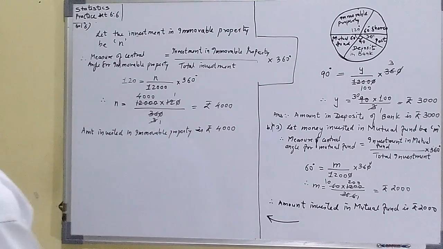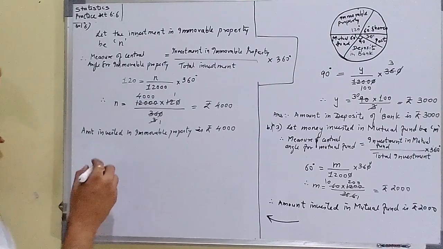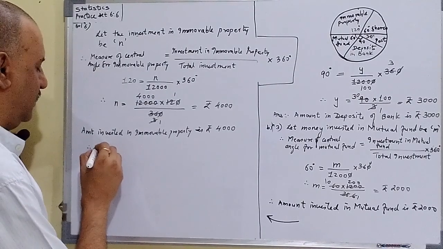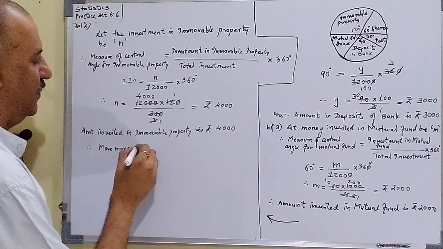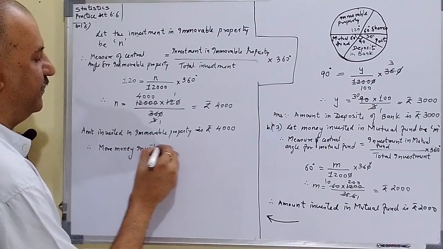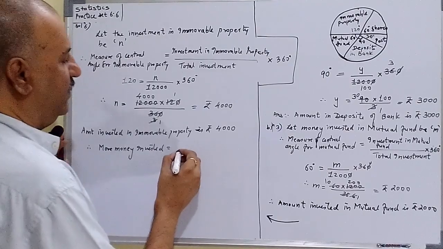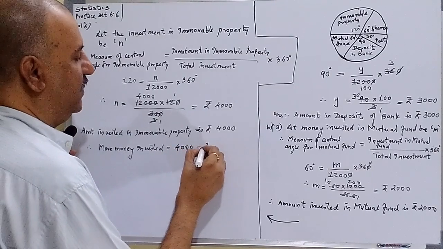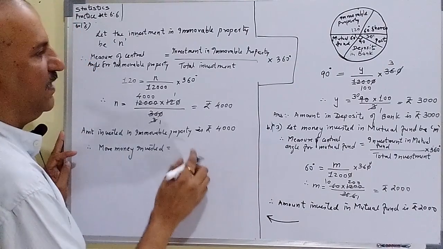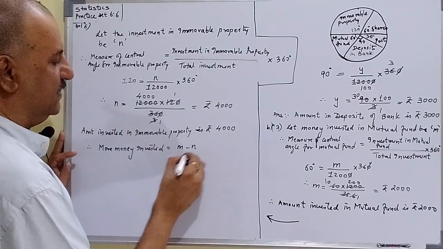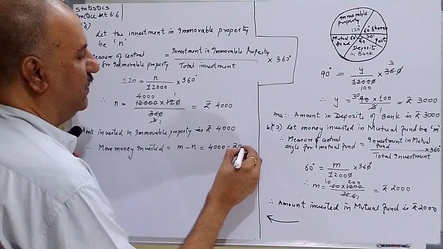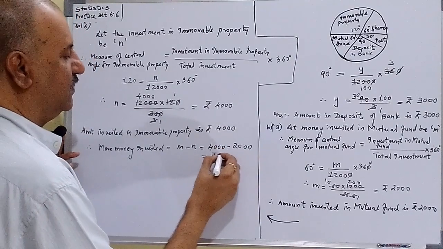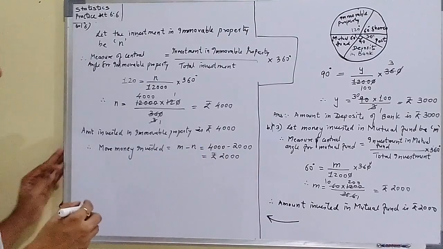What did they ask in the question? How much more money is invested in immovable property than mutual fund? More money invested, it will be 4,000 minus 2,000. It will be nothing but N minus M. Okay, so it will be 4,000 minus 2,000 equal to rupees 2,000. Right, final answer.